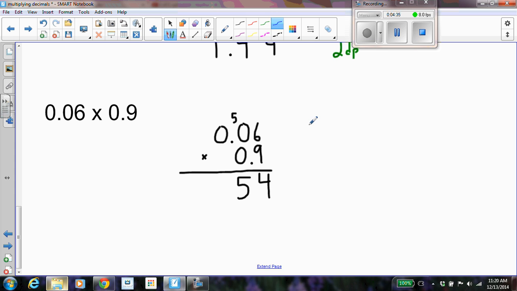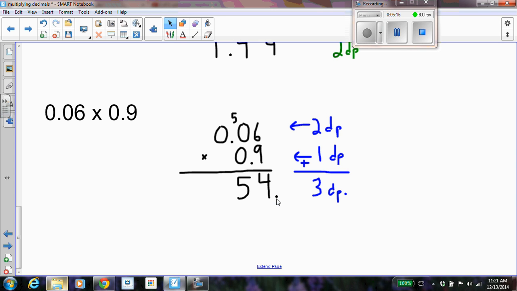So now I'm just going to count my decimal places. 6/100 has 2 decimal places to the right of the decimal. 9/10 has 1 decimal place to the right of the decimal. So I have a total of 3 decimal places to the right of the decimal that I want in my product. Now, if you look, I have 2 digits. That's not quite cutting it. So I'm going to put my decimal right here. I have 0 decimal places to the right. I'm going to move it.